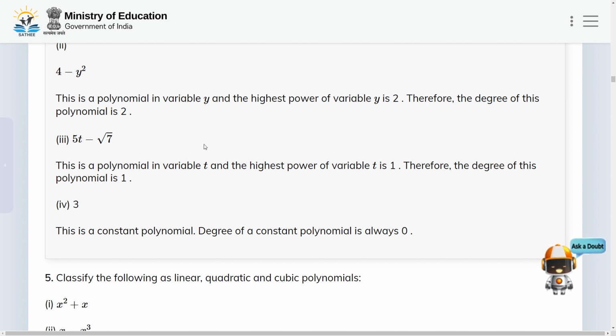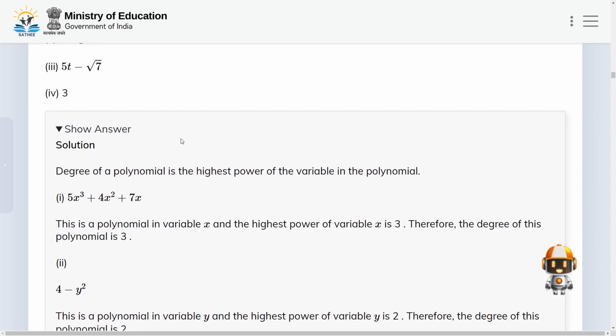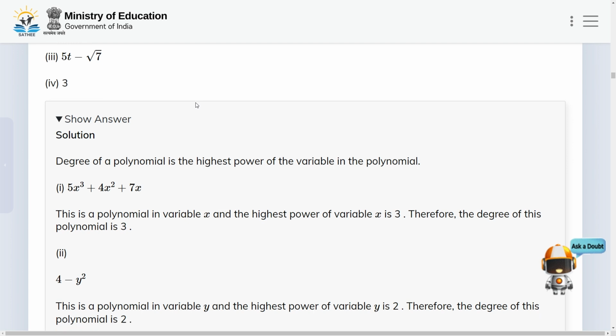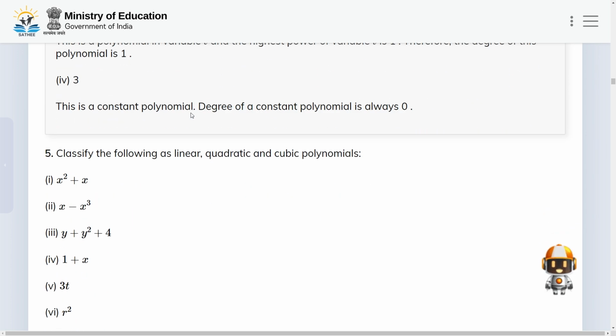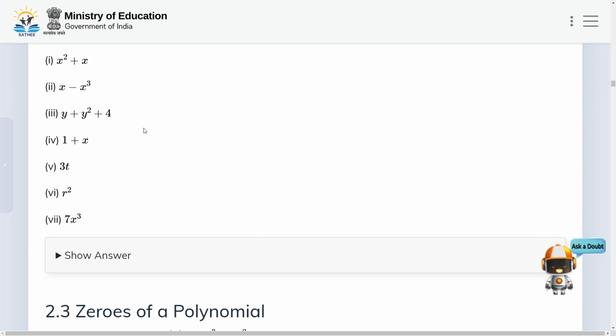Now let us see the fourth one. Here we have a constant, and we know that for a constant polynomial the degree is always 0. So 3 can be written as 3 times x to the power 0. Here the highest power of the variable x is 0. Therefore the degree of the constant polynomial 3 is 0. And now let us move to the next problem.